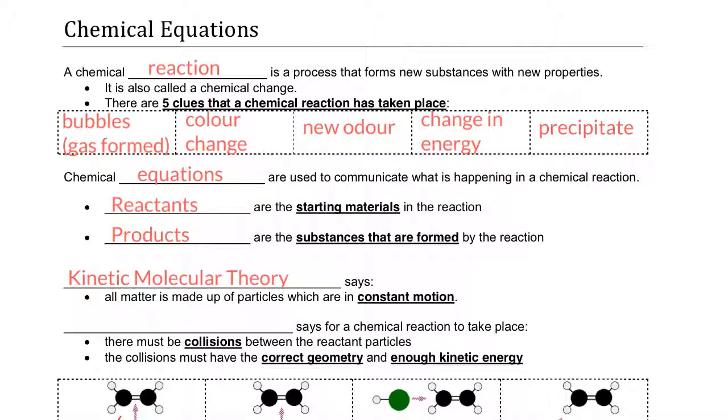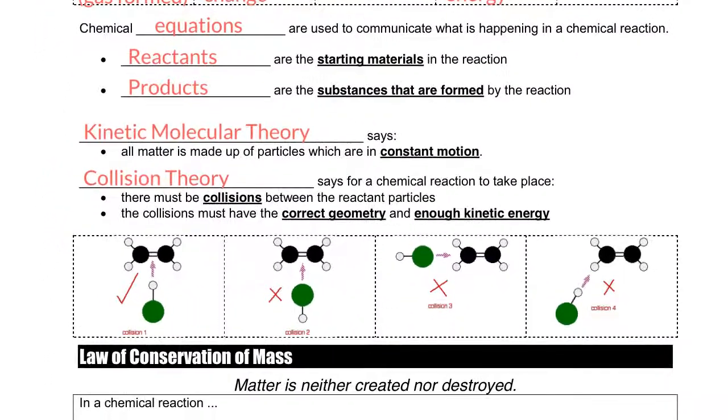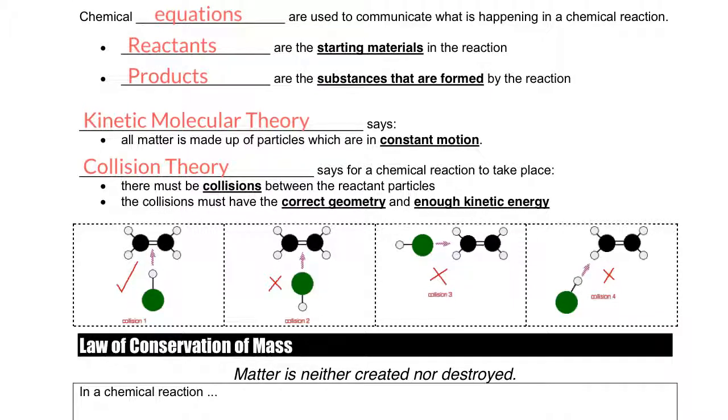It says that all matter is made up of particles which are in constant motion, and this motion is random. So there's all these particles just floating around, moving, crashing into each other. And that leads into collision theory. This is the theory that says in order for a chemical reaction to take place, these particles must collide. They must hit each other. And they must hit each other with the correct geometry and enough kinetic energy. So they have to hit each other at the right angle with enough energy in order for a reaction to take place.